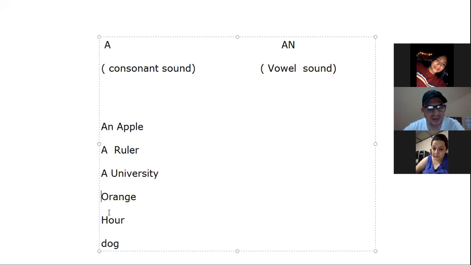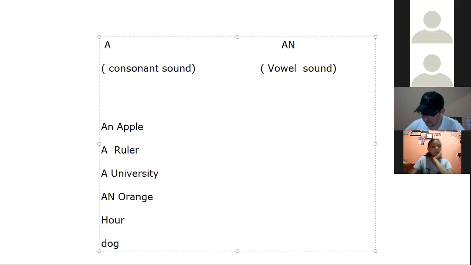Orange. Pronuncien, no se dejen solo por la letra, pronuncien. Orange. ¿A qué sonido le viene, consonant o vowel? Vowel. Entonces usted va a decir an orange. Right? That's it. Next. Pronuncien hora.